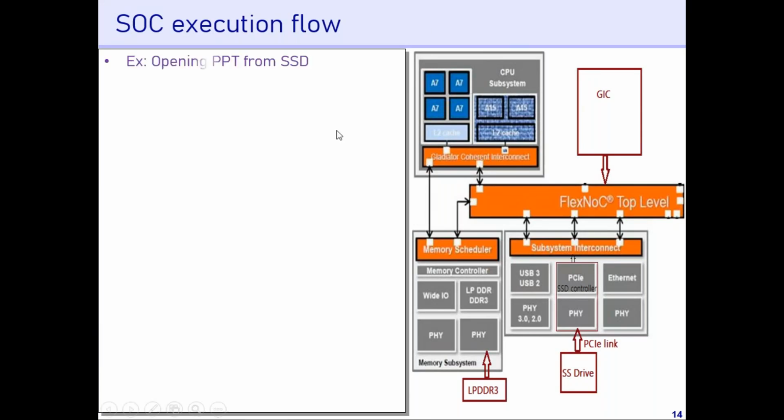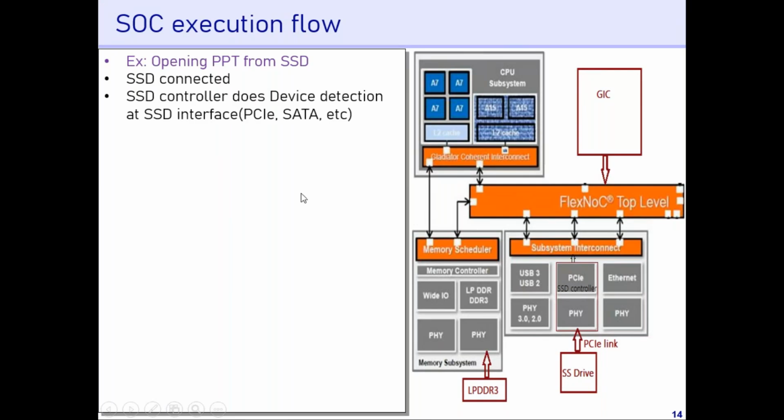Okay. Let's take an example where we are opening a PowerPoint presentation from an SSD. In this case, SSD is connected. Let's say here you have connected the SSD to the PCI controller. Then the PCI controller does the device detection at the SSD interface. There is some kind of device detection through which the PCI controller, or the root complex, knows that one device has been connected into the topology. Okay.